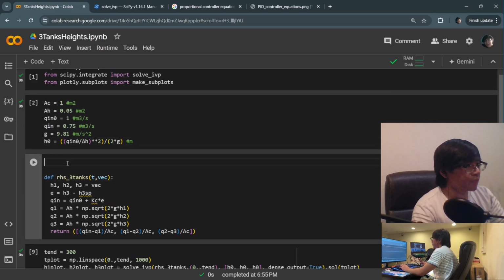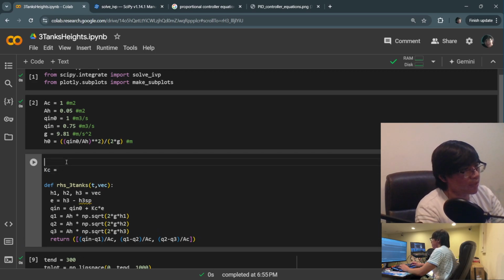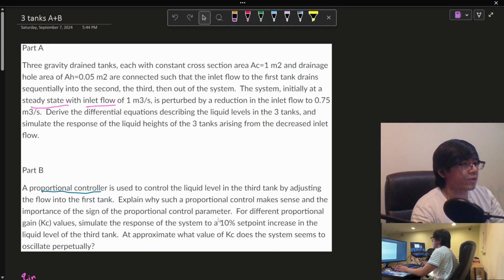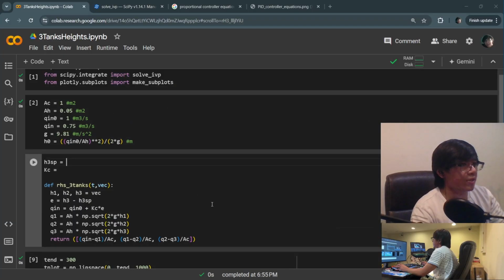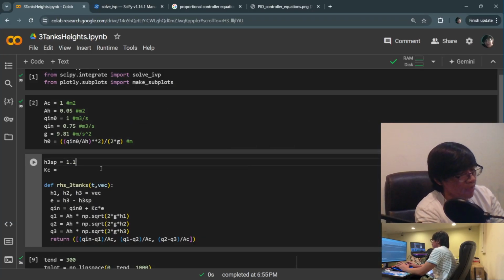Okay. So we've defined E, the error. We should go ahead and define Kc as well, and we should also define our set point as well. So I believe the problem asks us for a 10% increase. So this is why the sign matters. If we ask for a 10% increase, that is a 10% increase from our current height, our initial height.